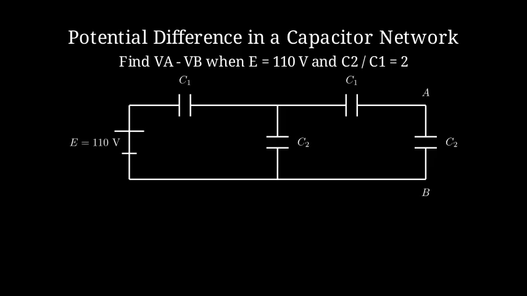We have a source on the left, two capacitors labeled C1 in series across the top, and two capacitors labeled C2 connected from the top line down to the bottom line. The rightmost top node is point A, and the bottom right node is point B.